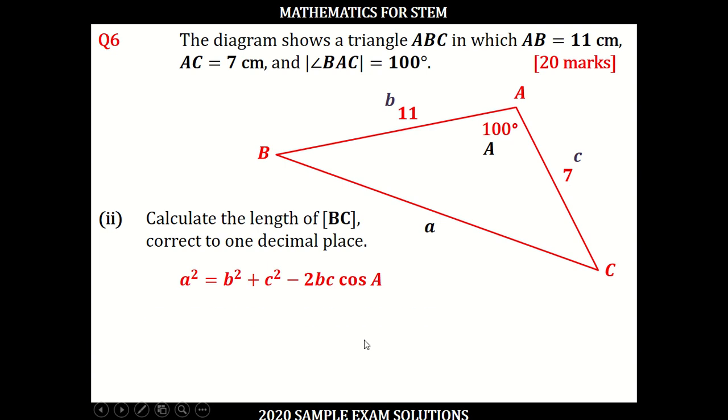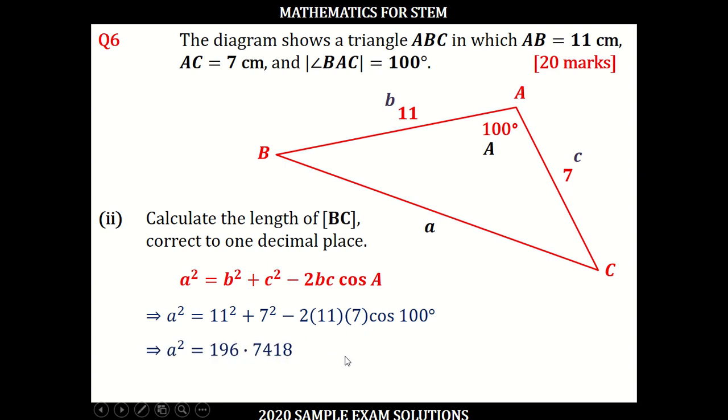So this means then that a squared is going to be b is 11 squared plus c is 7 squared minus 2 times 11 by 7 times the cos of 100. Now everything on the right hand side, if you just put that into your calculator, that works out as 196.7418. And that's what a squared is. To find a then you get the square root of that. So using your calculator then, that works out as 14.0 to 1 decimal place.